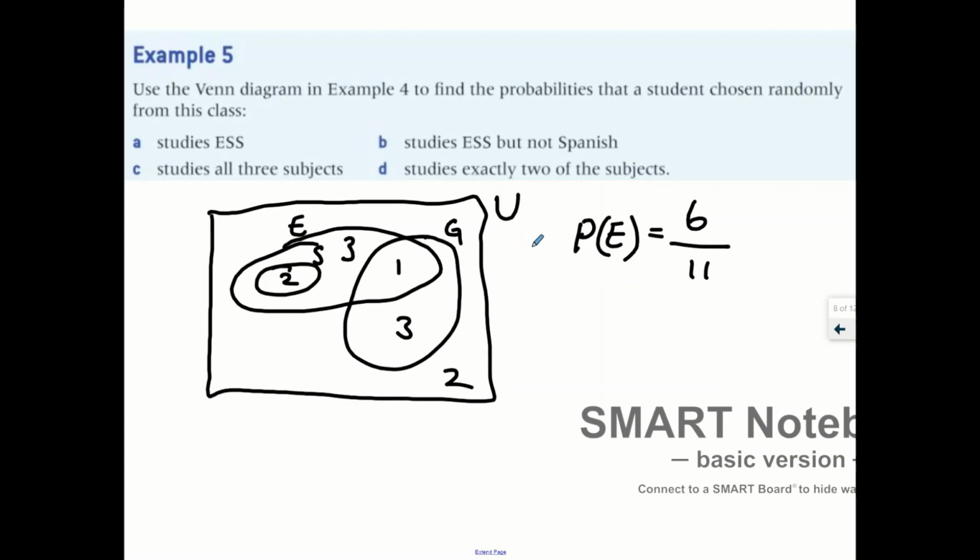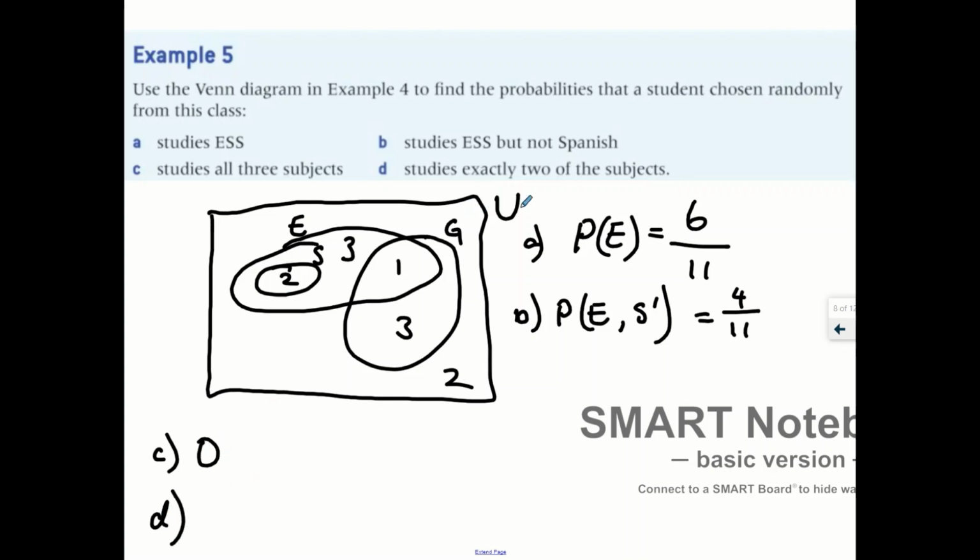So that's part A. Part B, the probability they study ESS but not Spanish. Remember, that's a sign for complementary, so not Spanish. Well, that would be 4 out of 11. Part C, studies all 3 subjects. Well, no one studies all 3 subjects, so that would be 0.